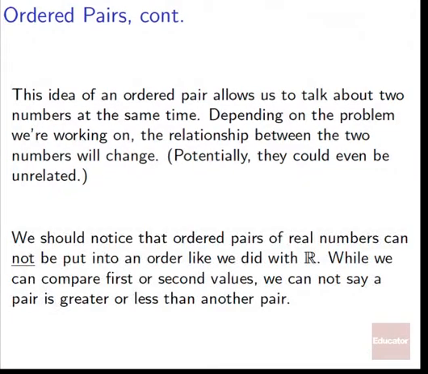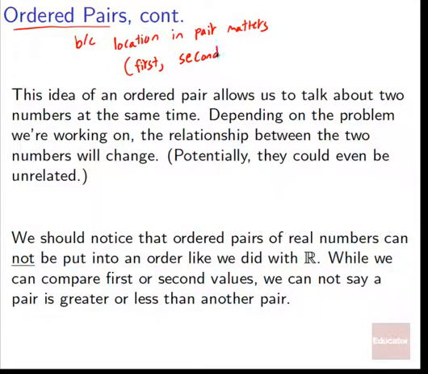It should also be pointed out that ordered pairs of real numbers can't be put into an order like we did with reals. So the reason they're called ordered pairs is because location in the pair matters, right? So we care about who is first, we care about who is second. It has a different meaning if we swap those two numbers. It's a different meaning if the second number comes first and the first number comes second. So the location in the pair matters.